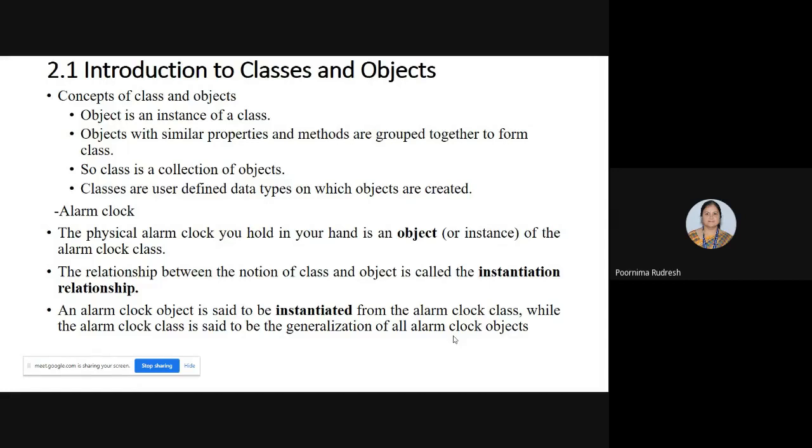Now you understood the concept of object and class. An object is an instance of a class, and when we group different objects with similar properties and methods, that group is said to be a class, or it is simply a collection of objects. Clear? Any doubt in the concept of objects and classes? No, ma'am. Okay, then we'll move on to the next slide.